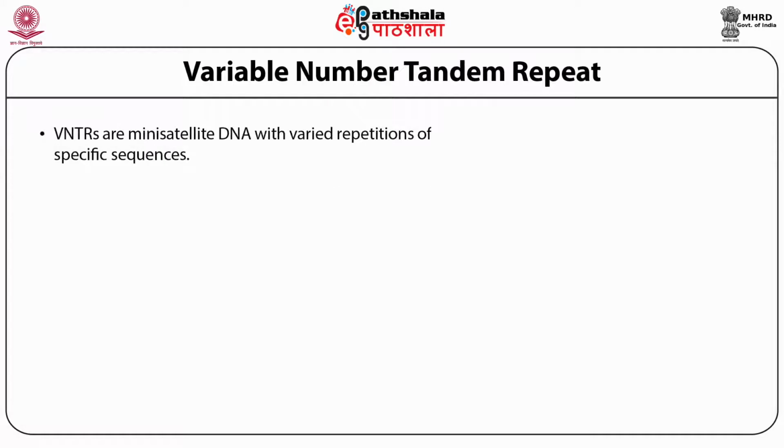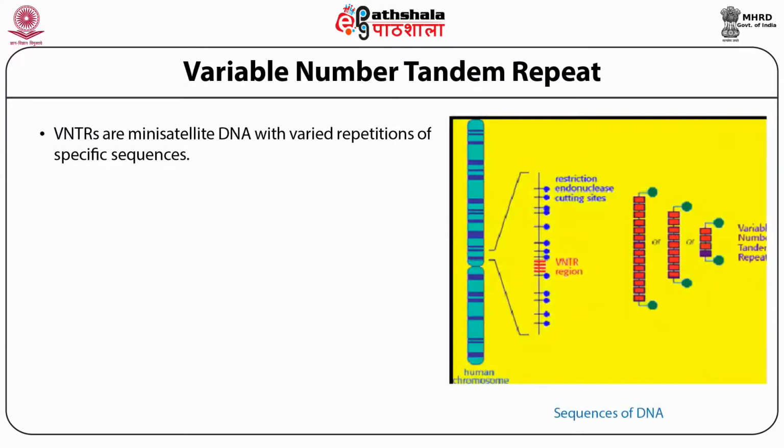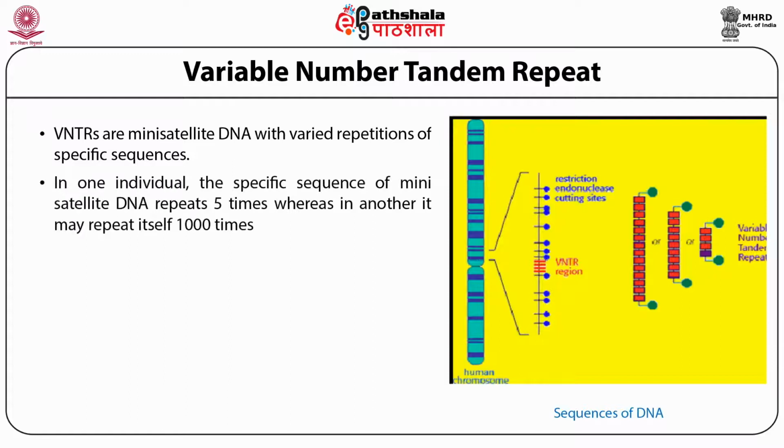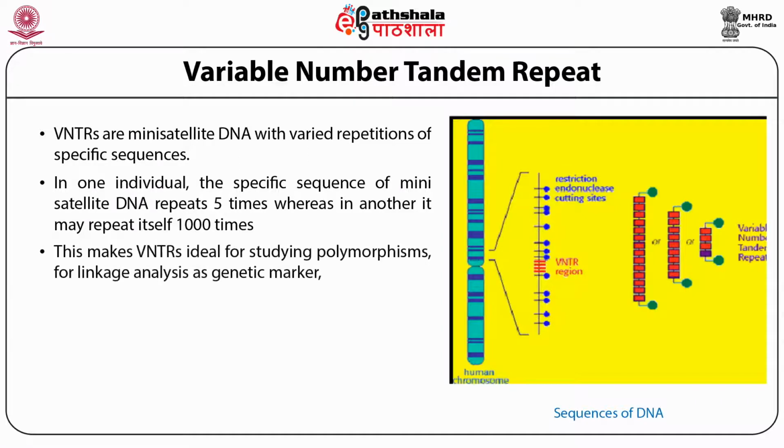Variable number tandem repeats, or VNTRs. VNTRs are mini-satellite DNA with varied repetitions of specific sequences. In one individual, the specific sequence of mini-satellite DNA repeats 5 times, whereas in another, it may repeat itself 1000 times. This makes VNTRs ideal for studying polymorphism.